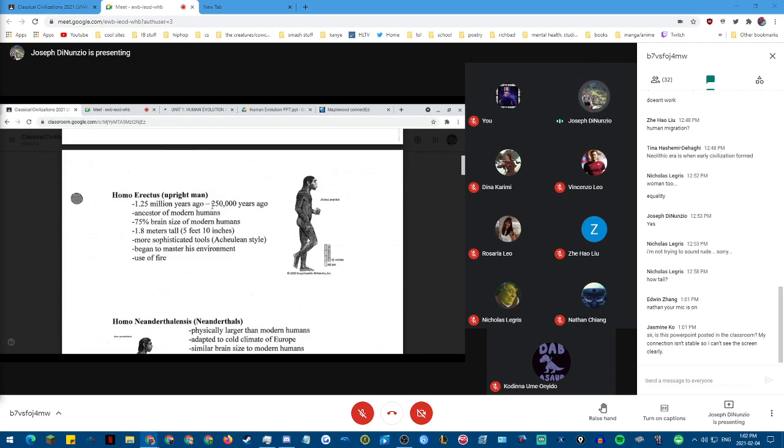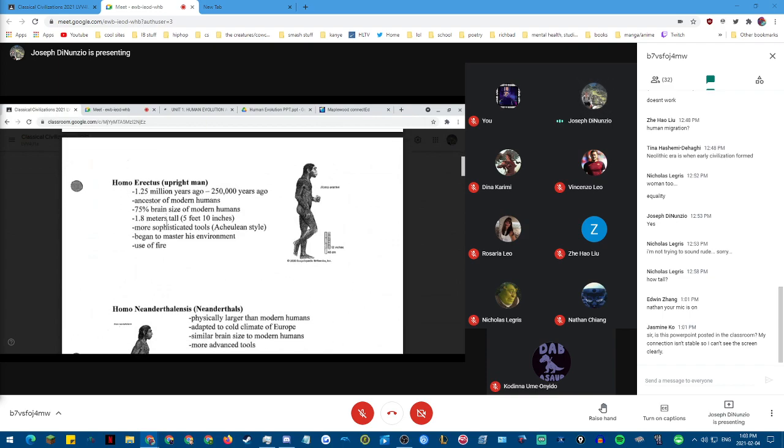So now the Homo erectus are going to be around for a long time, and in terms of geologic history, not that long ago, right? 250,000 years ago. It's a big number, but they were around roughly at this time, and they were more sophisticated. They began to master the environment, became much better at using tools, and the invention, and this is a big one, fire. That's really, really big. The invention of fire.